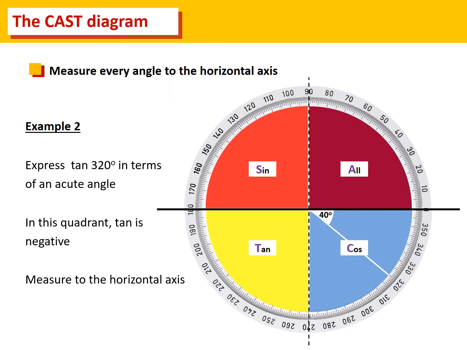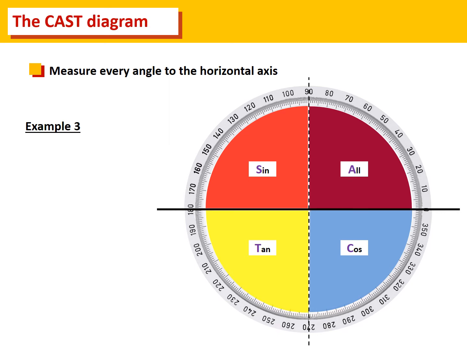However, we know that tan 40 degrees will be positive, and we know, because we're in the blue quadrant, that tan of 320 degrees is negative. So although they're equal in size, one is positive and one is negative. So tan 320 is the negative of tan 40.